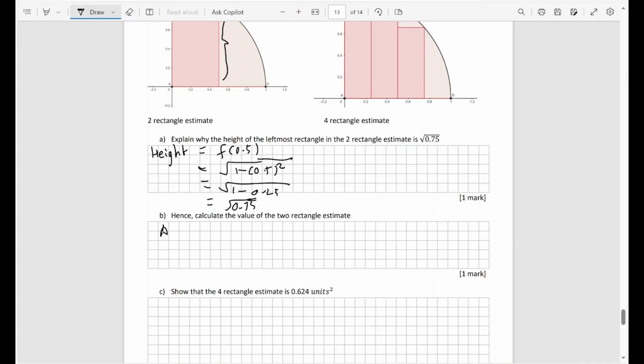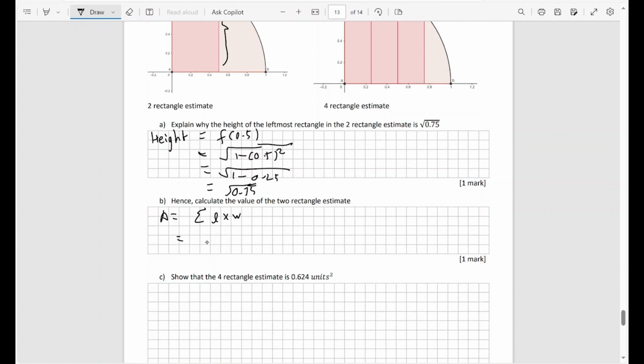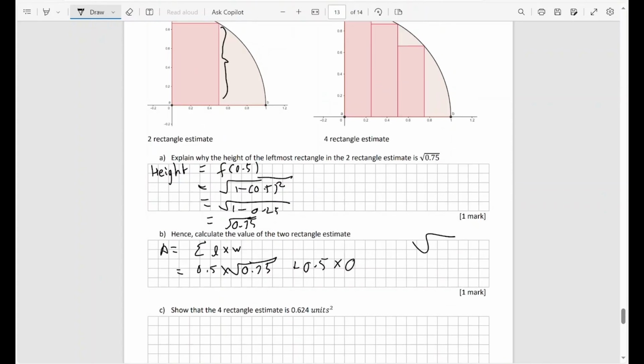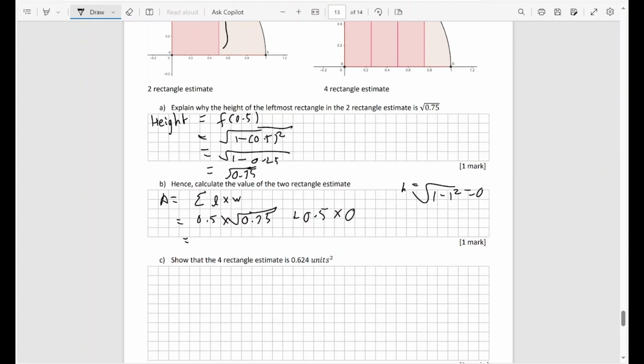So area is going to be all the rectangles added together, length times width. So it's going to be the width, 0.5, times root 0.75 for the first rectangle, plus 0.5 times the other height, which is 0. You can work that out because it's square root of 1 take 1 squared, which is 0, which is 0.5 root 0.75.